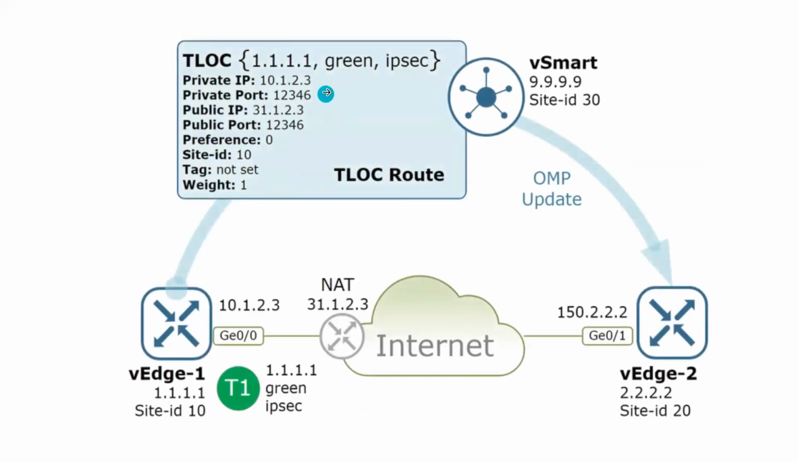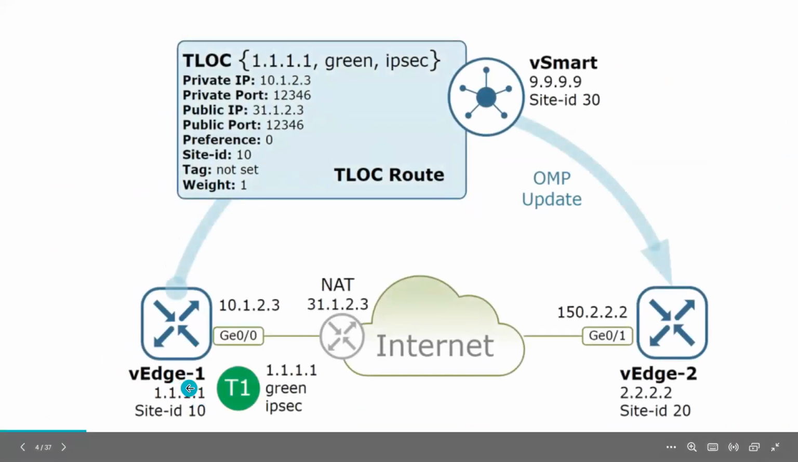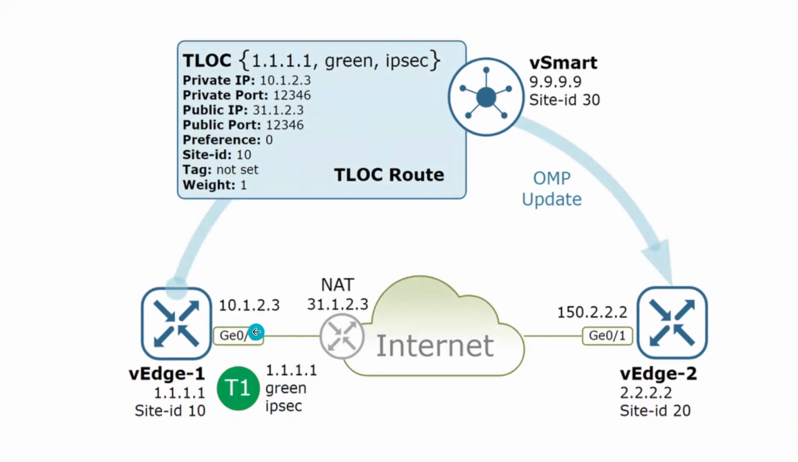Okay, so here is a TLOC. You can see that VH1 is site 10, and VH2 is site 20, and this is a TLOC, right? The color they have given is green, its encapsulation is IPsec, and the system IP is 1.1.1.1. So the tunnel, as we discussed, IPsec tunnels are based on what? The system IP, not the physical IP.